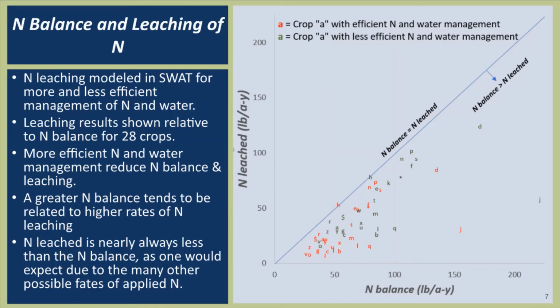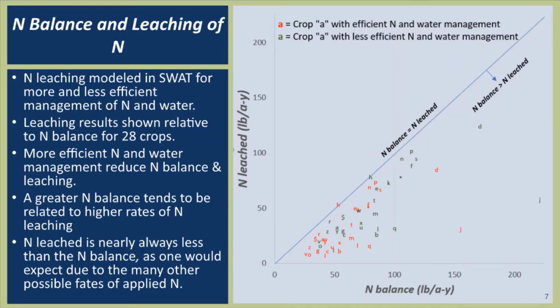So if you look at these two, that's the way they are. And there are pairs of letters for all these different crops that are out here. So when we look at this, the things we notice for these 28 crops is that more efficient N and water management tend to reduce the N balance, bring you this way, and they also reduce leaching.